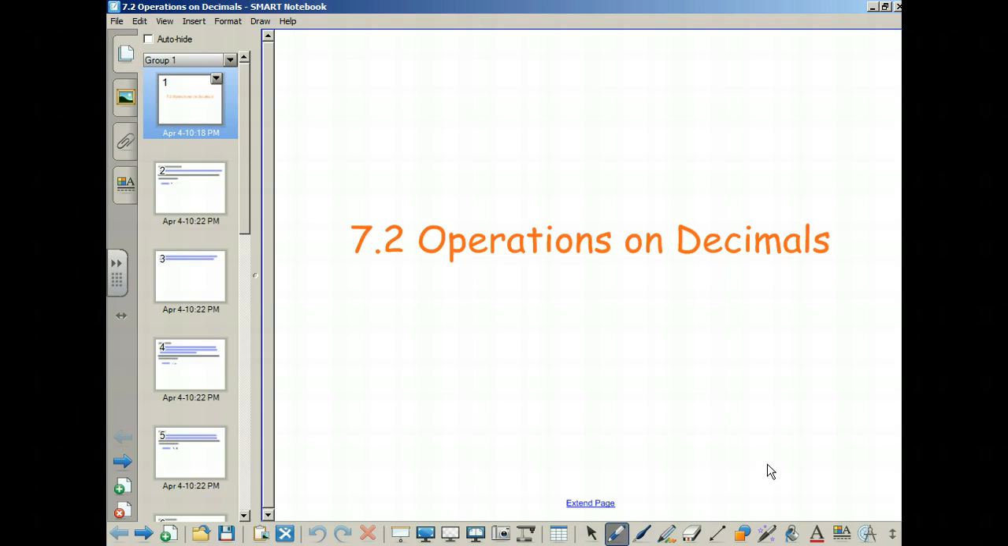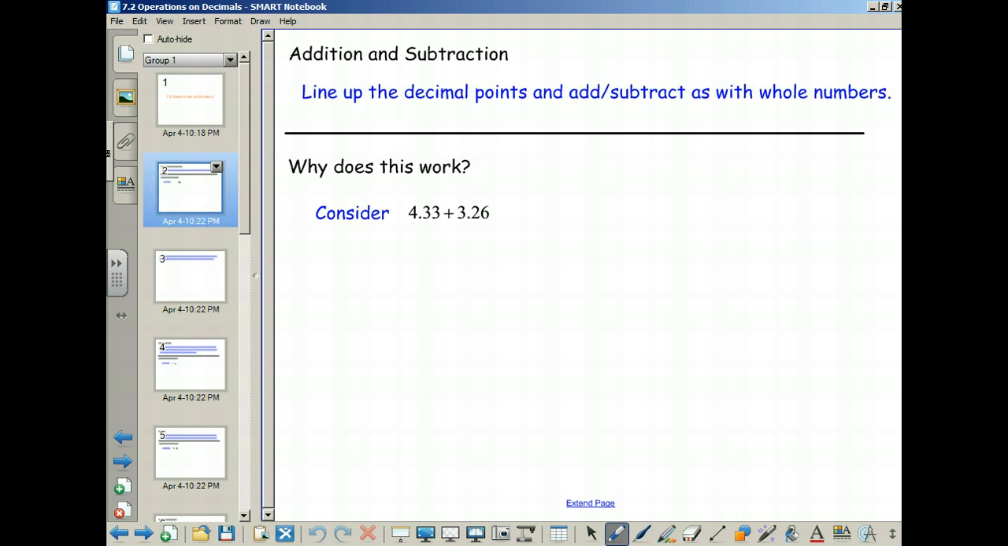We started talking about decimals, and so today we're going to talk about operations on decimals. So operations, the 4 basic operations on any numbers are addition, subtraction, multiplication, and division. So we're going to be looking at some of those today, okay? And then we'll get into 7-3, which will be something else. But the first thing that I want us to take a look at is the addition and subtraction.